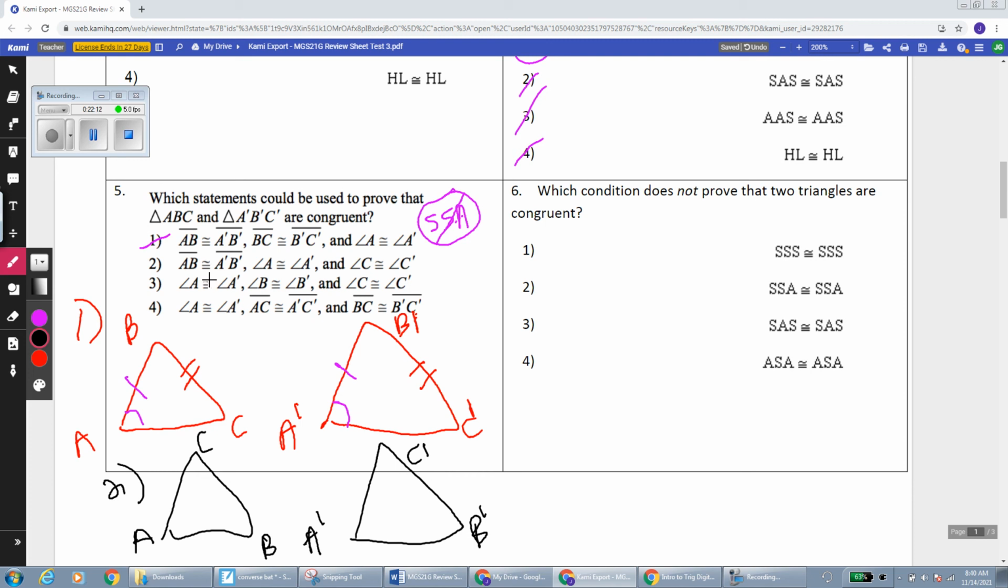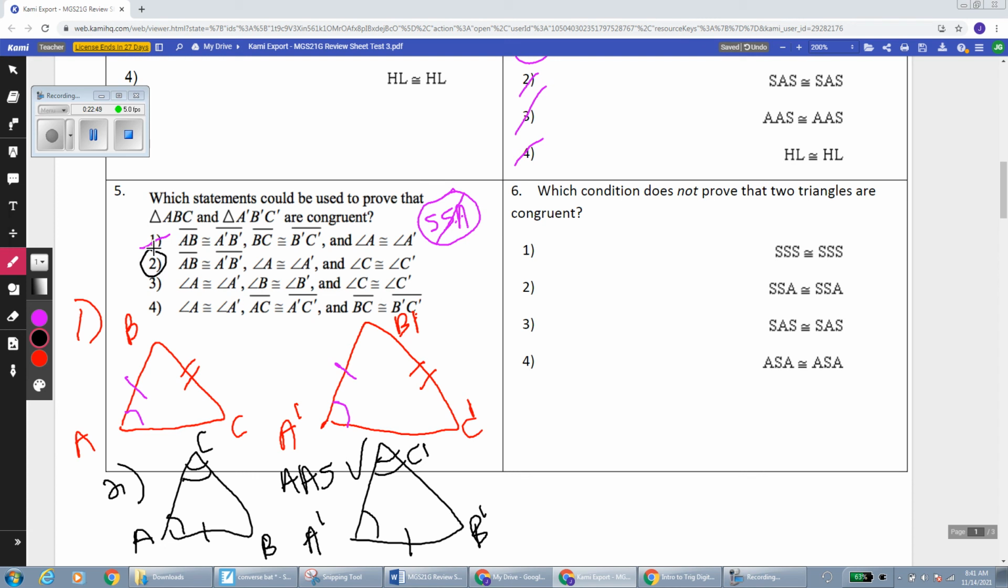So in number 2, we have AB is congruent to A prime, B prime. We have angle A is congruent to angle A prime. And we have angle C is congruent to angle C prime. AAS. That definitely is a valid method for proving the 2 triangles congruent. 2 is the correct answer.